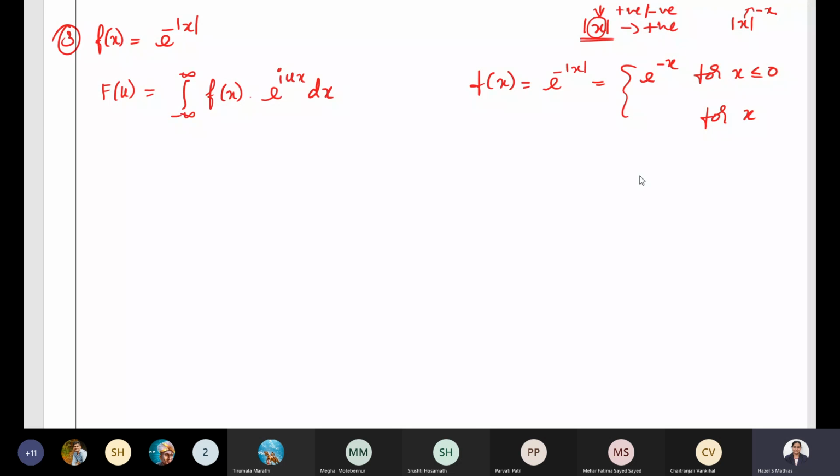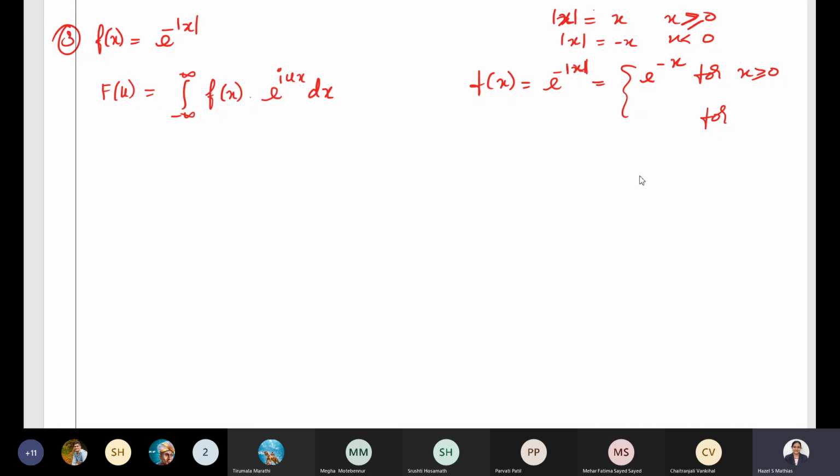here you have a negative sign, correct? It's e power minus x, and it's minus mod x. Suppose you have all the values of x which are greater than or equal to 0, that means the x values are all positive. Remember this: mod x will be plus x if x is greater than 0, and mod x is minus x if x is less than 0. So for all values of x greater than or equal to 0, mod x will be positive.